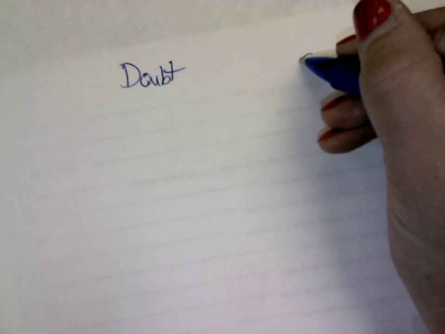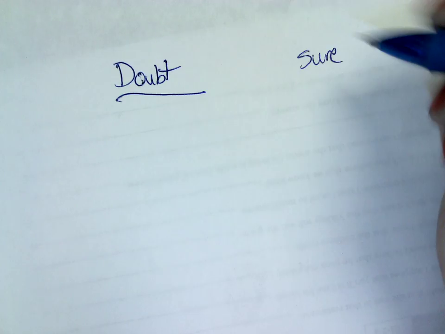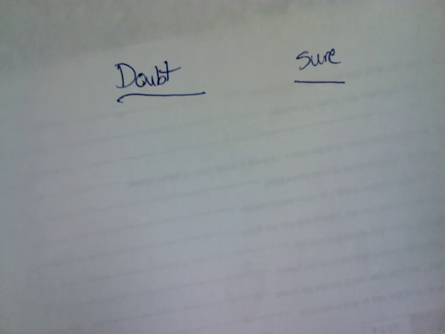So I want to talk to you real quickly about using subjunctive with doubt. We've talked about a couple different reasons why we use subjunctive. We have doubt and we have non-doubt, or if we are sure of something. Okay, so let's take a look and make the notes.